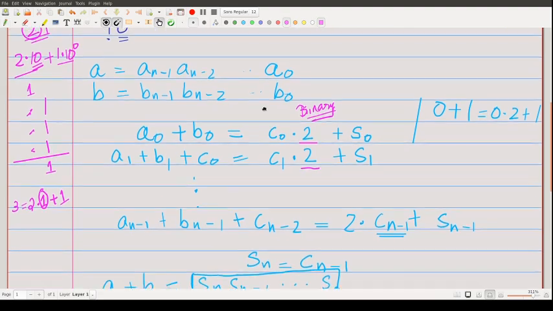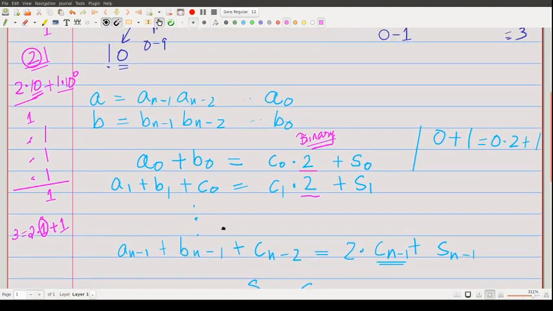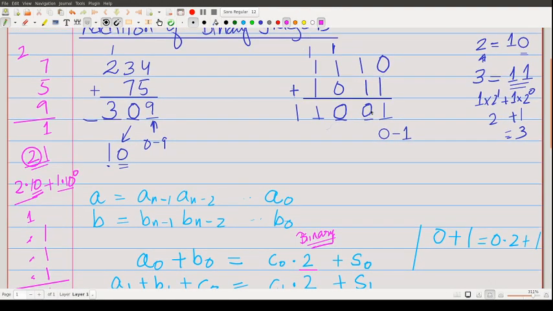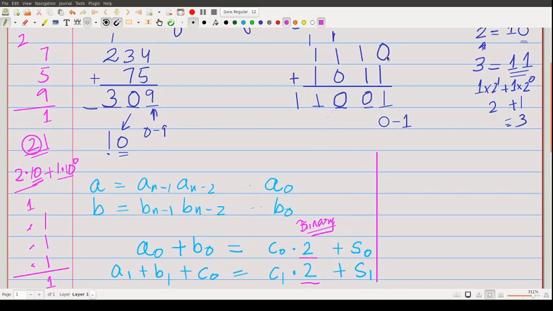Okay, let me do it in some other way. Let's look at the same thing that we did, for example, over here. Let's follow this example. What we were doing essentially, when we were doing this addition, 0 plus 1, is you need to check how many multiples of 2 do you have, because that's the next thing that will be carried.